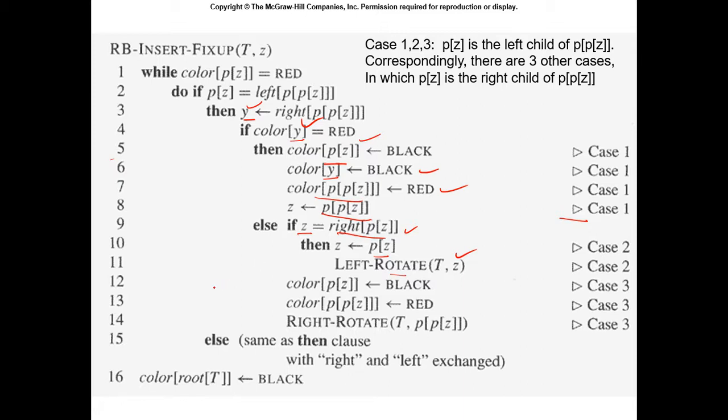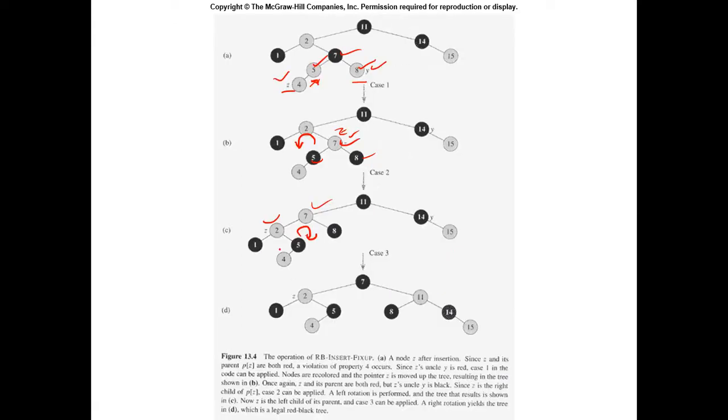You can see, making the grandparent color red, making the parent color black, and then applying a right rotation on the grandparent. So it means its parent is 7. 7 color you are making black, right? This is going to be made black. And grandparent is 11. You are making it red. This is going to be red. And you are applying a right rotation on the grandparent, not on the parent. Okay, on the grandparent.